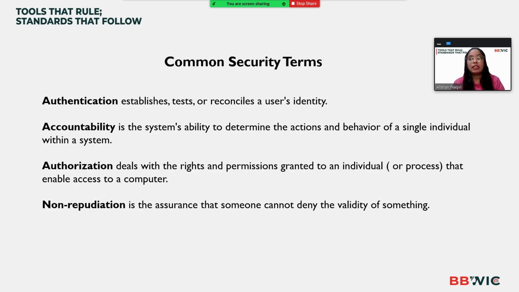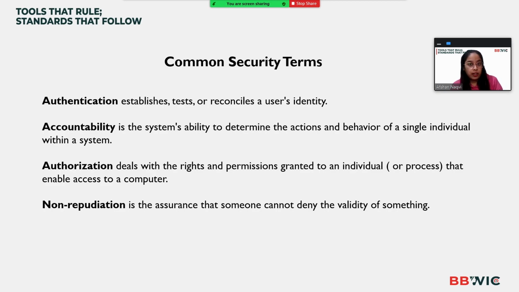Let's see the next topic, that is common security terms. So the first term is authentication. In simple terms, authentication is the process of verifying your identity. For example, when you go through security checks in airports, you show your ID card to authenticate your identity, right? So this is all about authentication. The second term is accountability. Basically, accountability shows that a particular individual performed a particular action, or we can say accountability makes you responsible for your actions. Audit trails and logs support this concept.